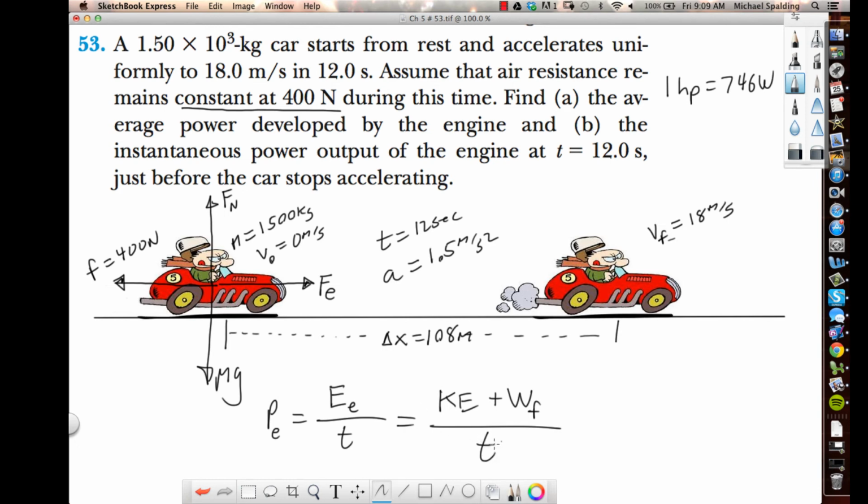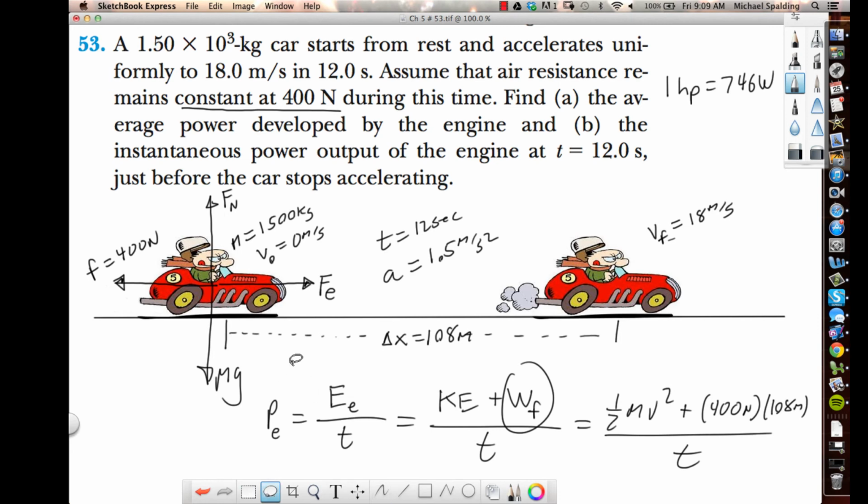Okay, so if you plug into this, you'd go 1/2 mv squared, and then what's work of friction? That's going to be plus 400 newtons times the 108, right, divided by the time. So if you plug into that, you'll get the exact same answer. But for this problem here, I think it's nicer to say work per time. Okay, part B, and then we're done.